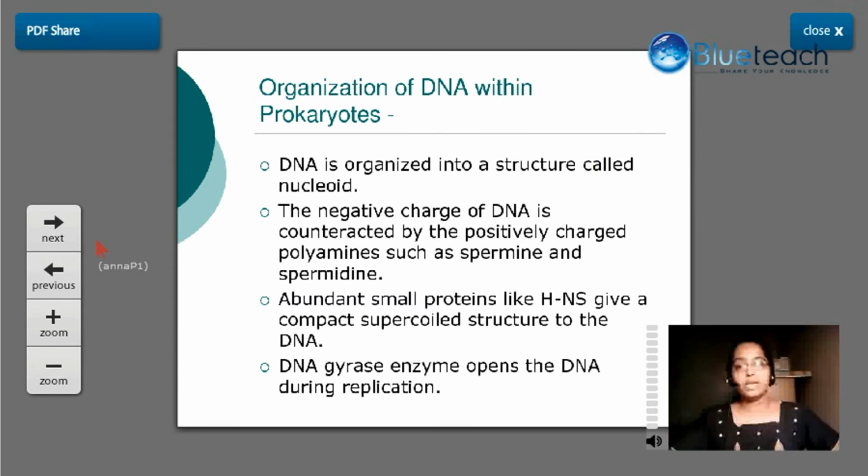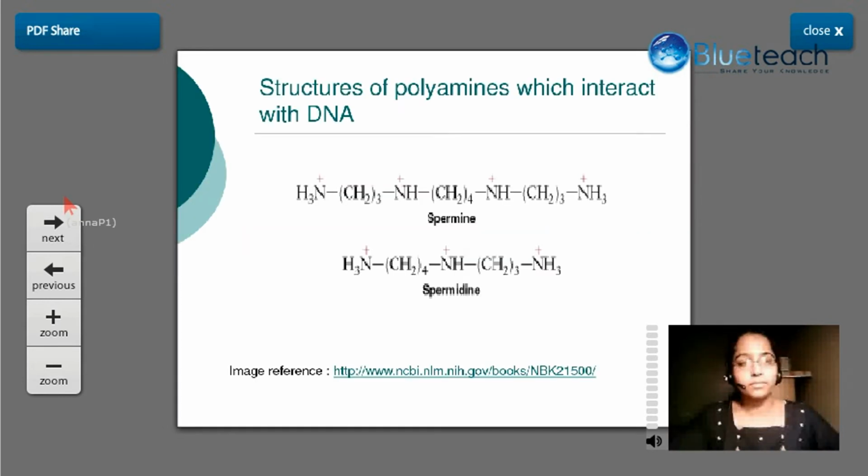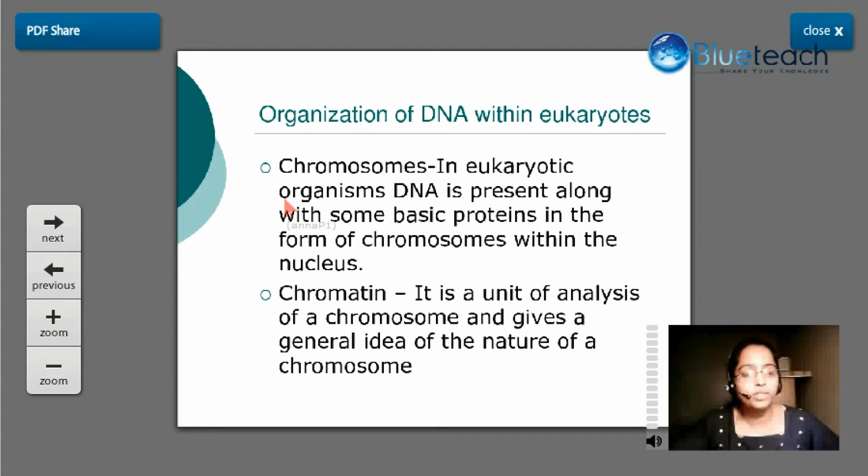Now moving to the next slide. This is a slide which shows the structure of polyamines which interact with the DNA. As I said, the DNA has a negative charge because of the phosphate groups. Now the negative charge is neutralized with the help of polyamines like spermine and spermidine. We can see that both of them are abundant. They are basic in nature and they have positive charges, as a result of which they neutralize the negative charge of DNA. This is the structure of spermine and spermidine. Now moving to the next slide.